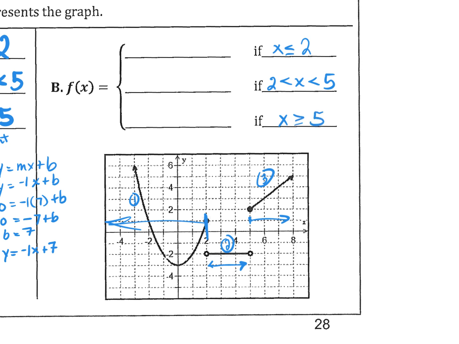Now, here's the cool thing. Which one of these is the easiest to do? First, second, or third? 2. Because it's a constant function, so what is its constant value? -2, so that one is just -2.